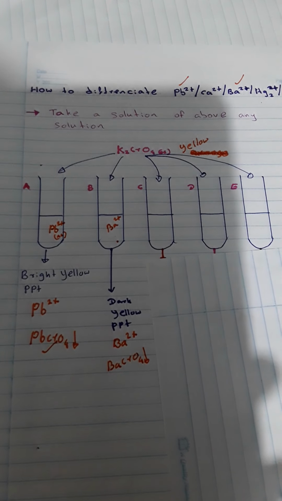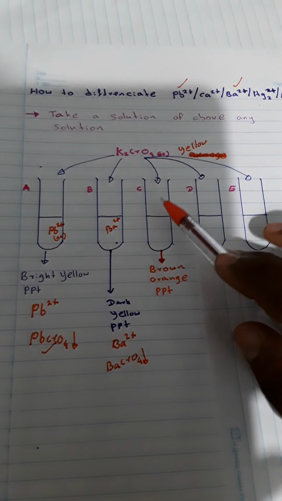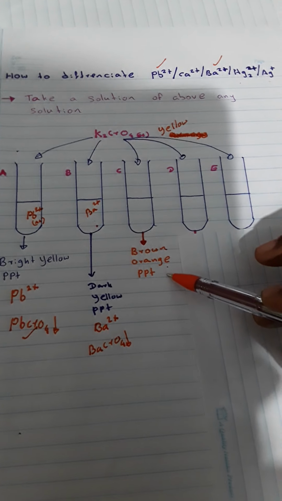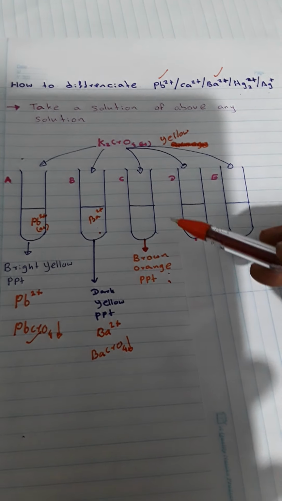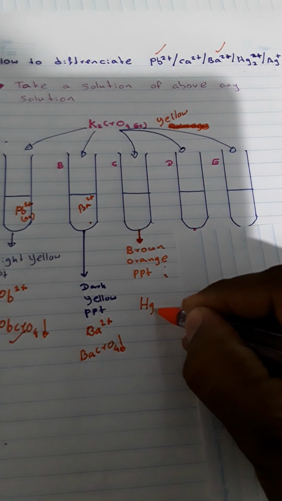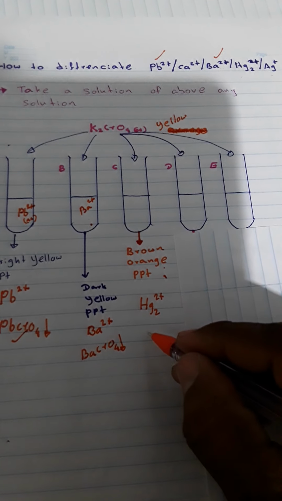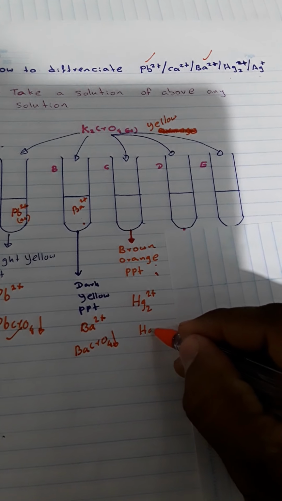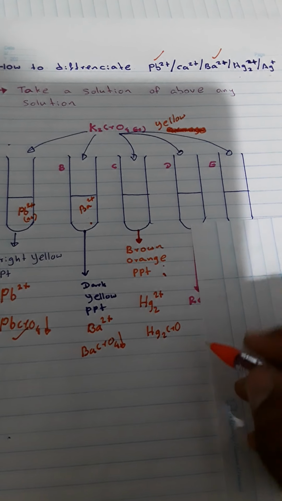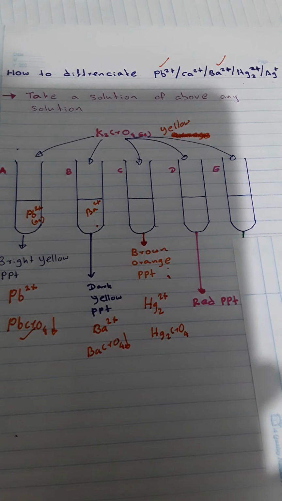Now we go to the next one. We add potassium chromate to another test tube, tube C. If we add potassium chromate and it gives a brown orange precipitate, it should be Hg2 2+ ion, and the precipitate is Hg2CrO4.